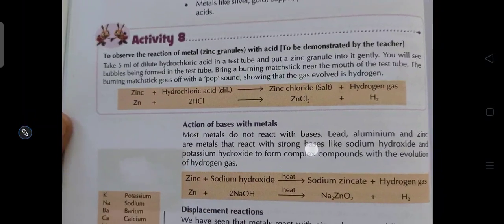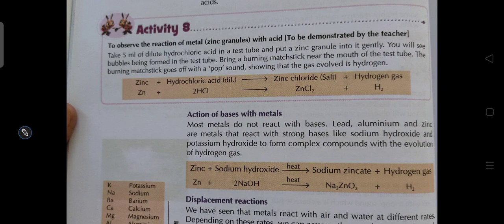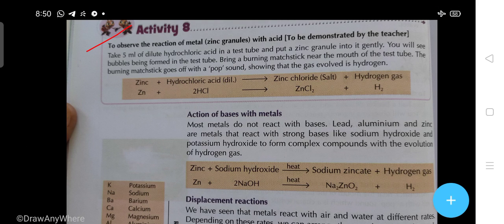After that we see Activity number 8: to observe the reaction of zinc granules with acid, to be demonstrated by the teacher. Take 5 ml of dilute hydrochloric acid in a test tube and gently put a zinc granule into it. You will see bubbles forming in the test tube. Bring a burning matchstick near the mouth of the test tube and the burning matchstick goes off with a pop sound, showing that the gas evolved is hydrogen.